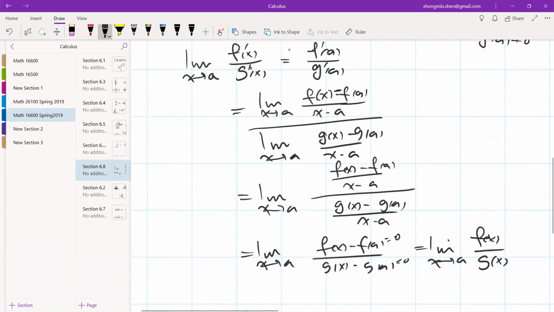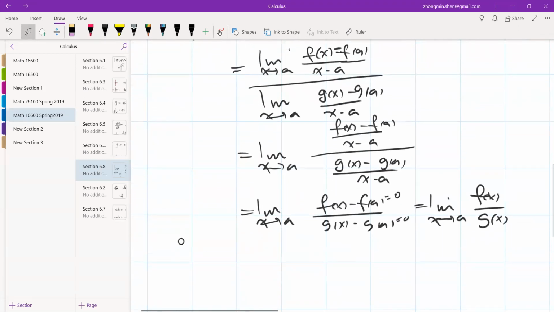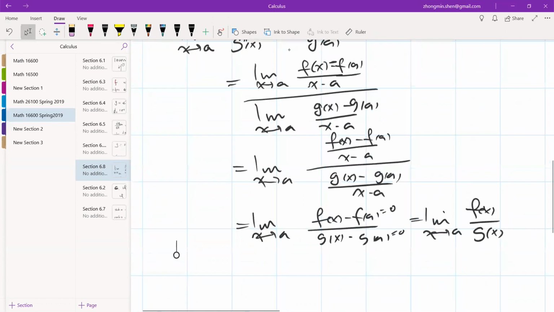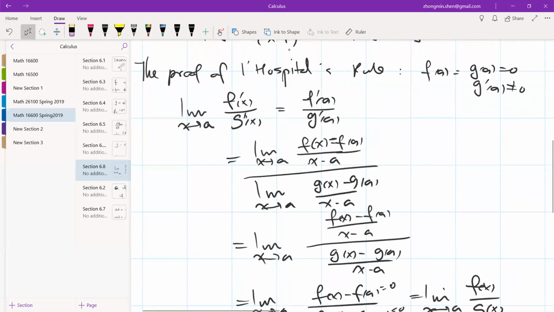Then look at that, right? The limit of the quotient of the derivatives is going to be the limit of the original function. That's the idea of why it's guaranteed. Otherwise, after you differentiate the numerator and denominator, how can you get the same limit, right? So I just gave you a simple argument in this case, okay?